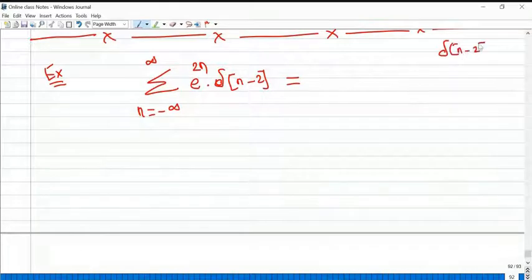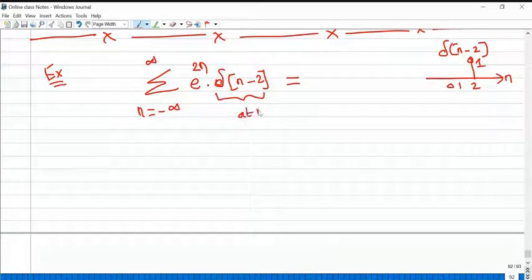What is del of n minus 2? It's a discrete time impulse function. At n equal to 2, the magnitude of this del of n minus 2 is 1. So now this product is valid at n equal to 2 only. For all other time instants, this product is 0. So now the result of this summation: at what value of n this del function would become 1? That is n equal to 2, so the result is e power 4.